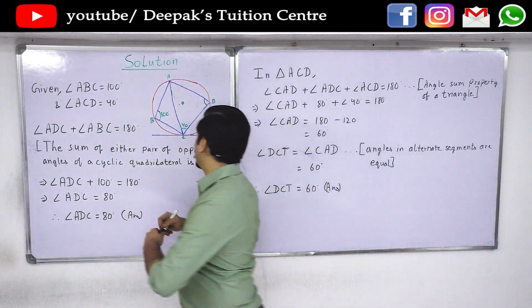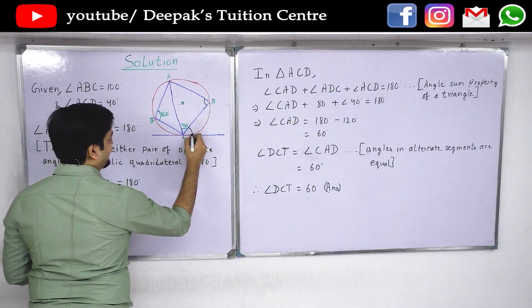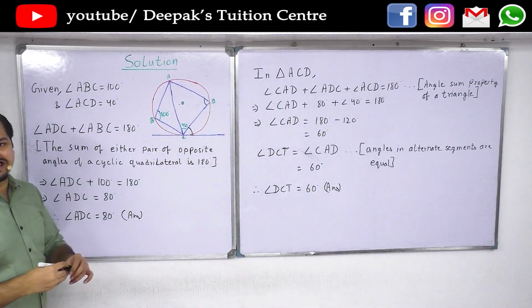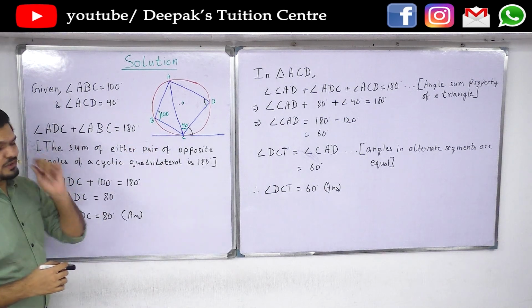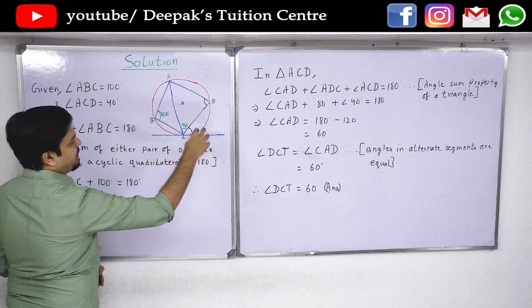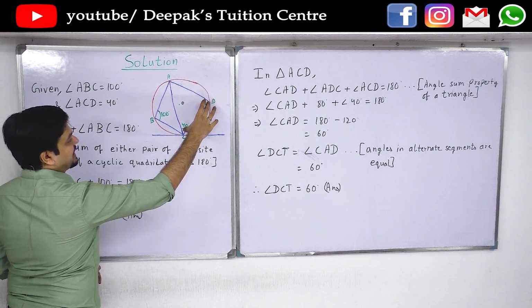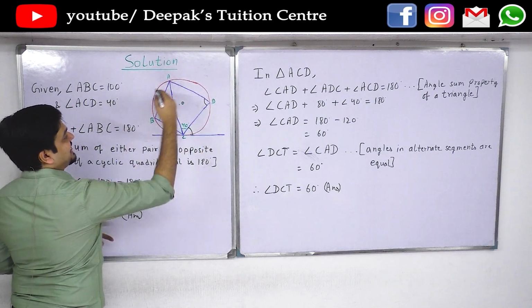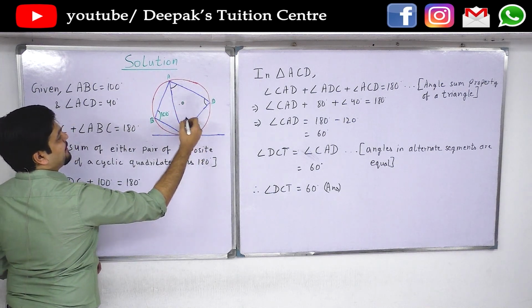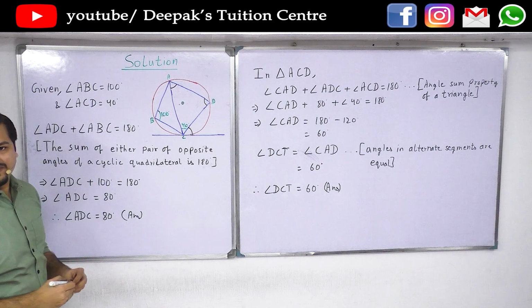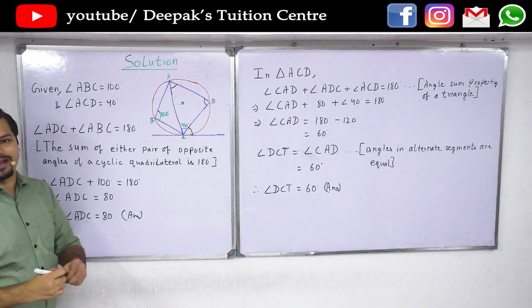Now to calculate the other angle, that is angle DCT. If you see that DCT is the angle formed between the tangent and the chord. So if it is formed between a tangent and a chord, and the angle formed by the chord at the circumference is angle CAD, therefore angle DCT must equal angle CAD. That is, reason is angle in alternate segment.